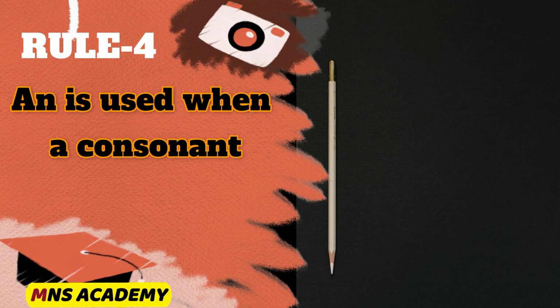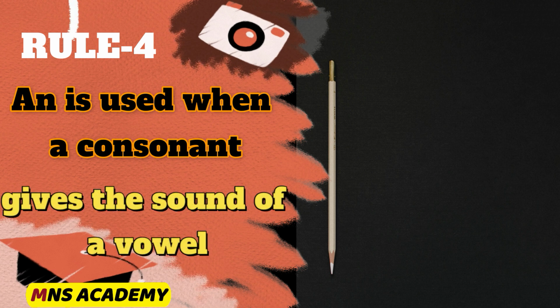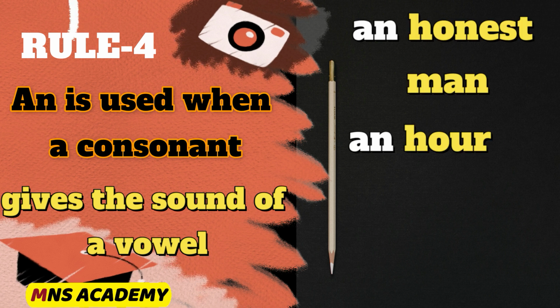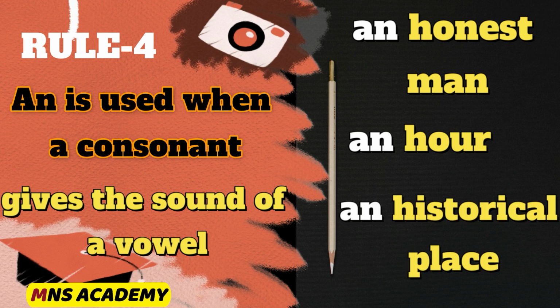So let's see another rule. An is used when a consonant gives the sound of a vowel. Here is the important rule. An is used when a consonant gives the sound of a vowel. Let's see some examples. An honest man, an hour, an historical place, etc. Here, though the words begin with the consonant letter, they are giving the vowel sound. So we put the article "an" before them.